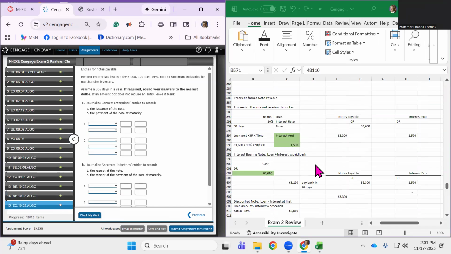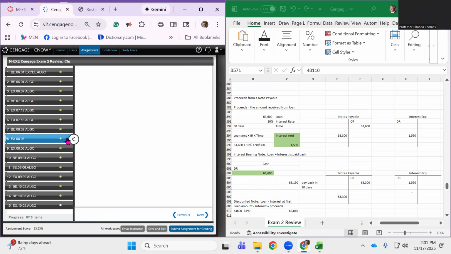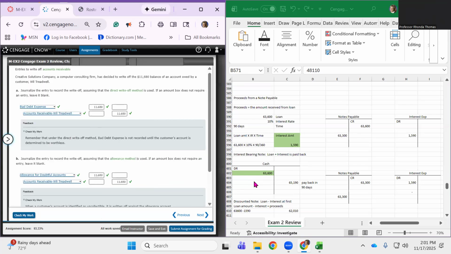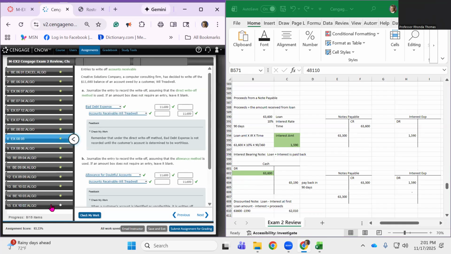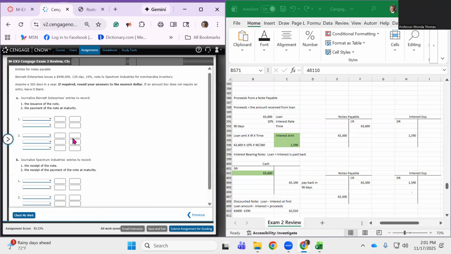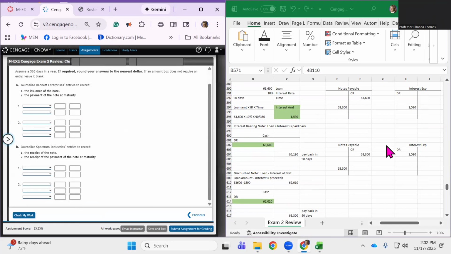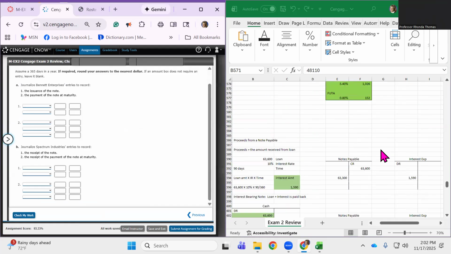This last one is a note payable. Okay, a note payable. One is a simple interest-bearing note, and the other one is a discounted note. Okay, I think. What's happening here? Just a minute. Nope. I want this last one here. Okay, entries for note payable. Nope, this is the buyer and the seller. Okay.